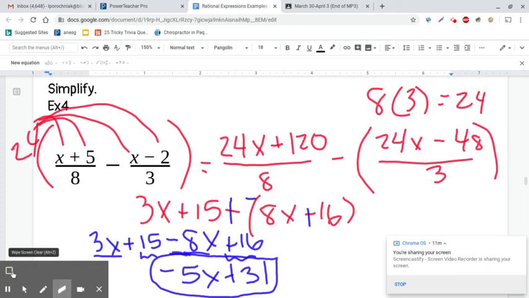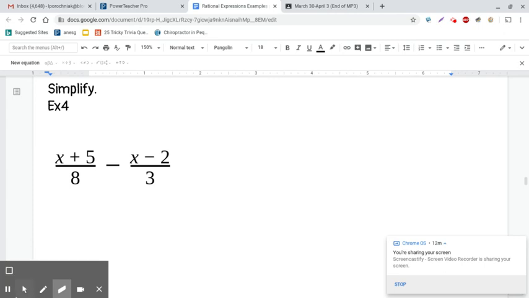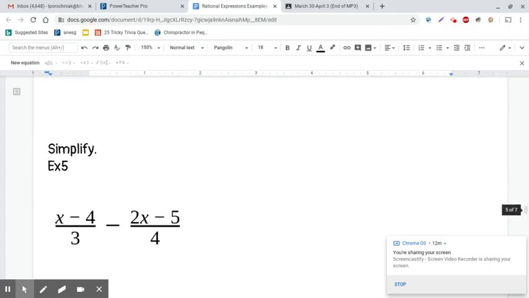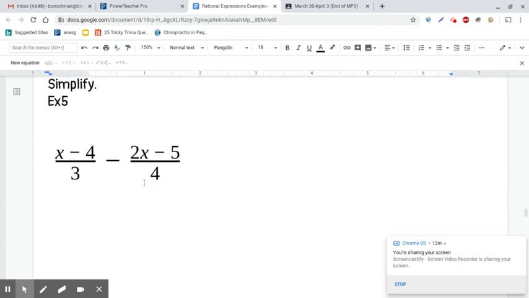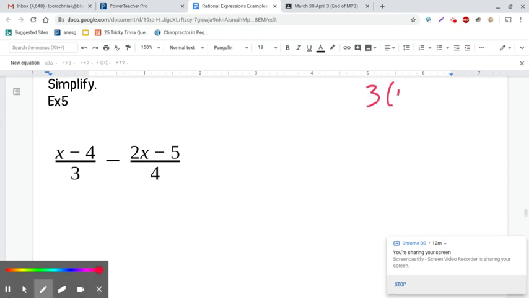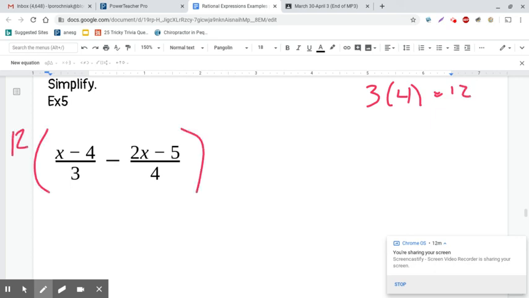The only thing different in the last example is our binomial actually has a number in front of x, and you'll see that in a second. Right here, for this example, we actually have a 2 in front of the x, which, guys, is not much different. You guys got this. Let's give it a try. So we're going to look at the two numbers that are in our denominator. We have a 3 and a 4 for this equation. So we're going to do 3 times 4, which is 12. So we're going to multiply everything by 12. That means it goes to the x minus 4, to the 2x minus 5.